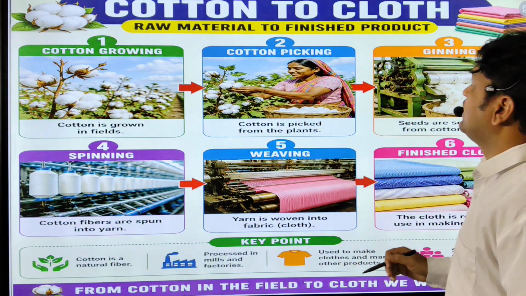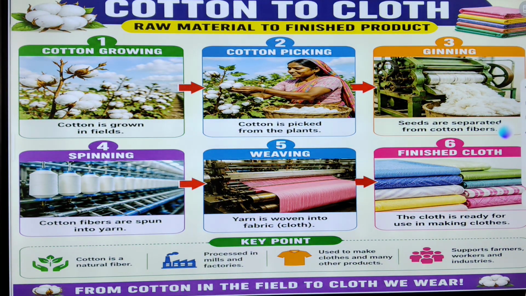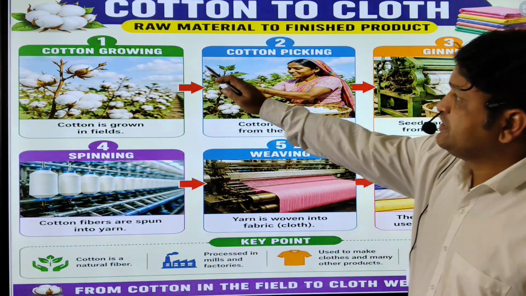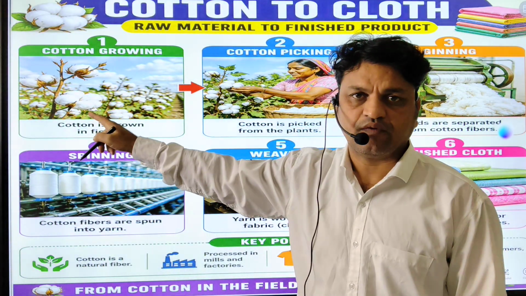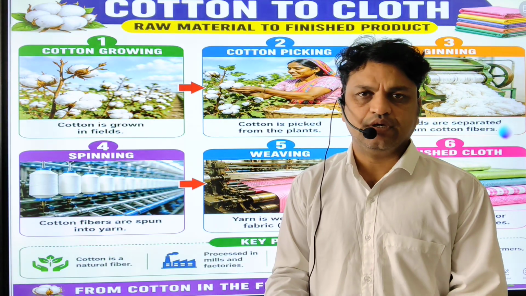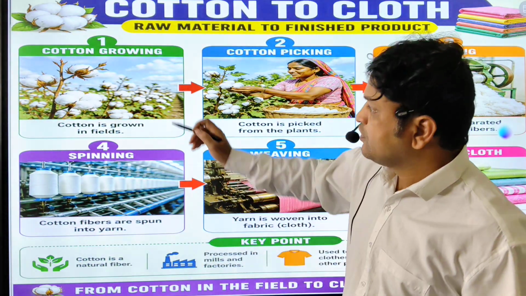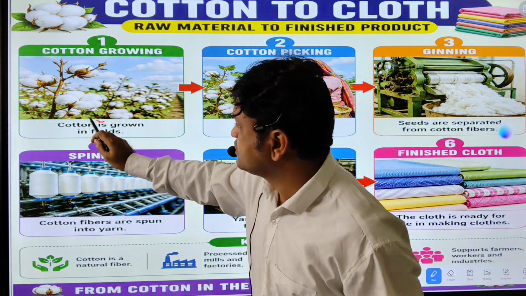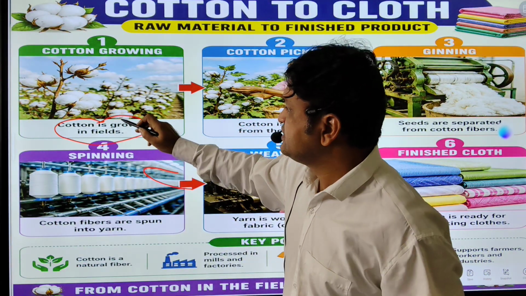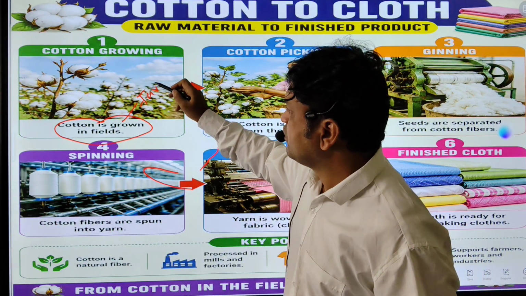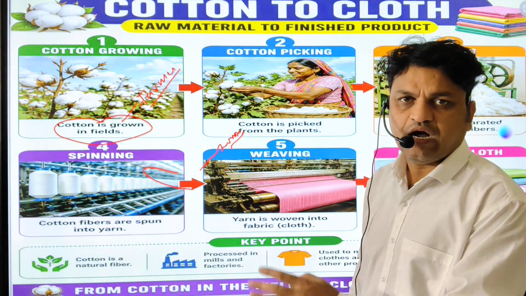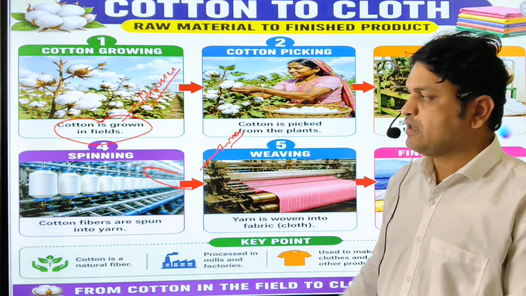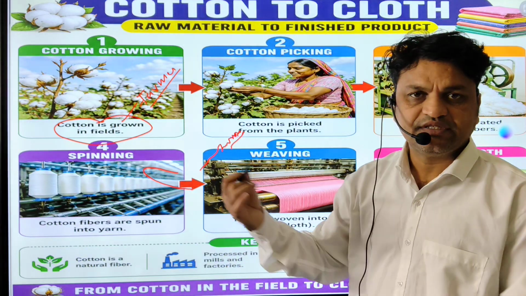If you look at this cotton cloth, here cotton is the raw material. Who is producing cotton? The farmer. The farmer, through the cultivation process, is producing the cotton. Cotton is grown in the fields. This is done by farmers. In the month of June or July, the farmer sows the seeds of the cotton. In October or November, the farmer harvests the cotton.